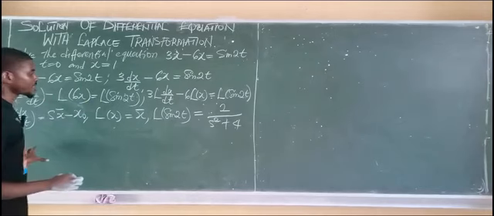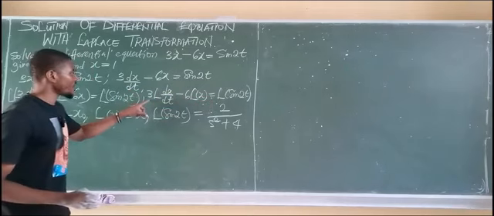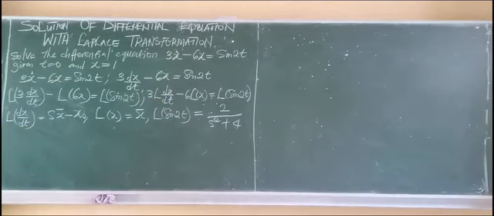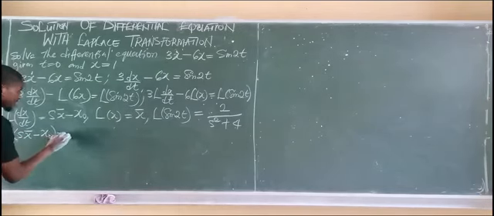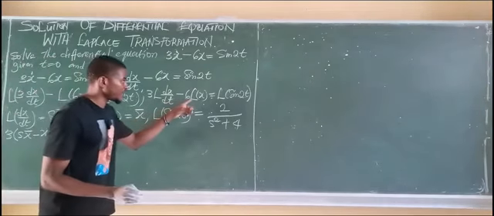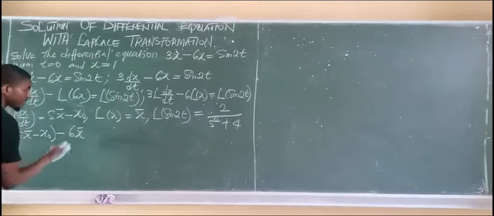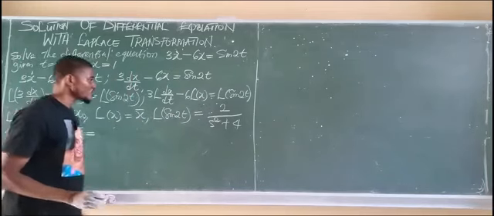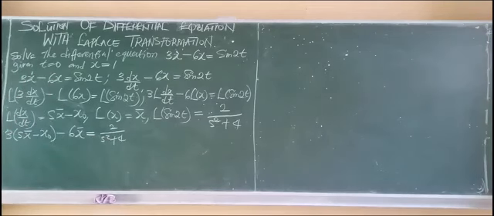Now, having written the Laplace transformation of each of the variables, let's plug them back into the equation. We have 3 times the Laplace of dx over dt, and we know the Laplace of dx over dt to be this. This becomes 3 times s x bar minus x naught, minus 6 times Laplace of x, which is x bar, so minus 6 x bar, and this is equal to Laplace of sine 2t, which gives us 2 over s squared plus 4.